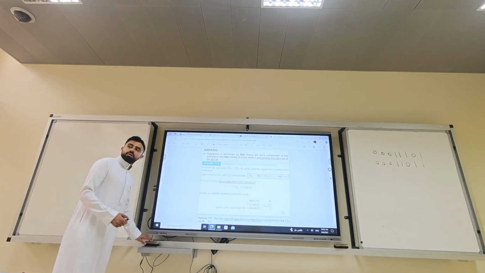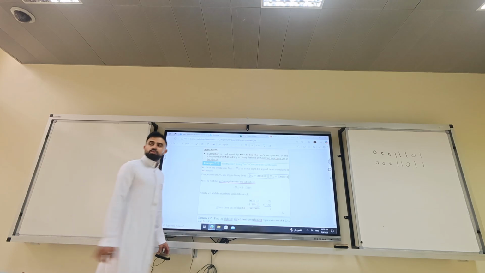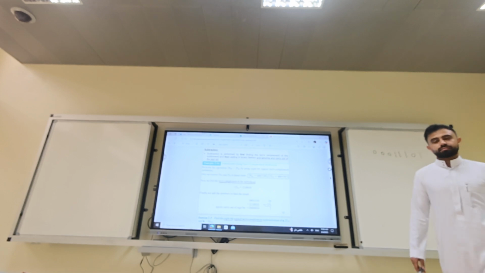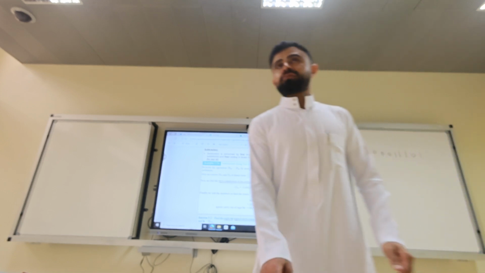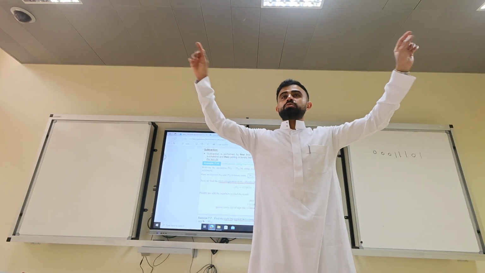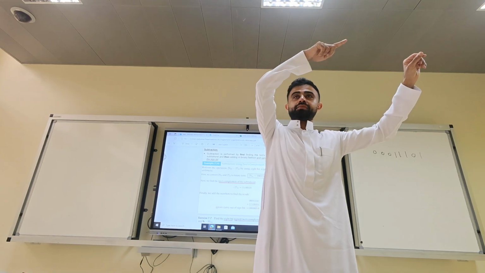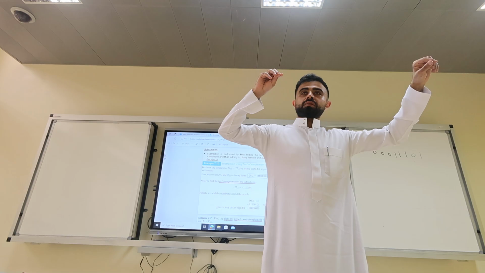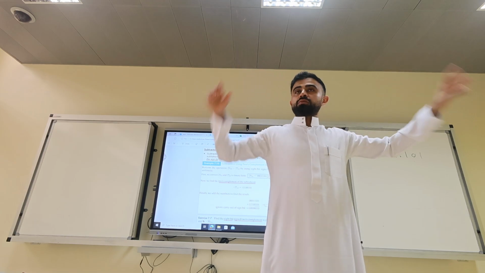What's the difference between 2's complements and 1's complements? The difference is, for the 1's complement, you just flip every digit. So the 0 becomes 1, the 1 becomes 0. For the 2's complements, we're going to do it now.